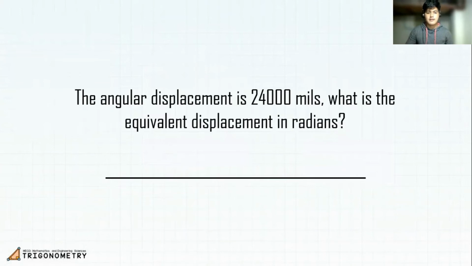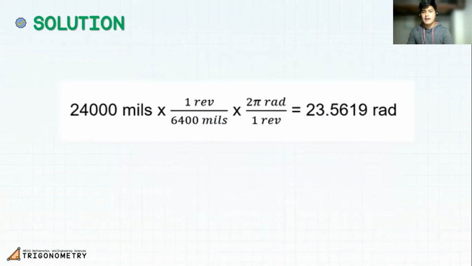So the angular displacement is 24,000 mils. What is the equivalent displacement in radians? So we have here a conversion of 24,000 mils to radians. By getting the equivalent conversion of these units, we have 24,000 mils times, in 1 revolution there are 6,400 mils, times in 1 rev there is also 2 pi rad. So we can get 23.5619 radians.